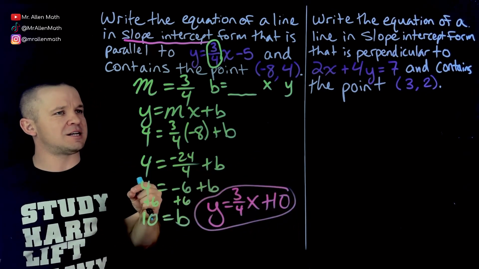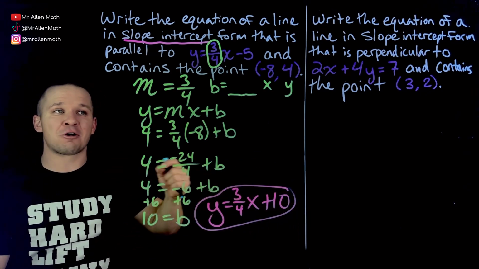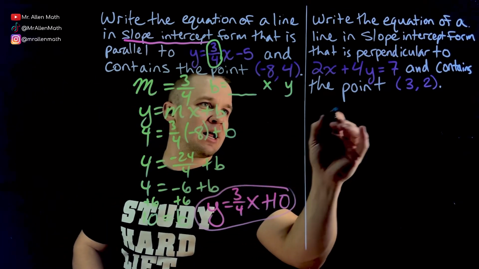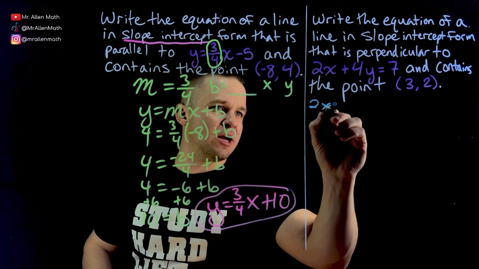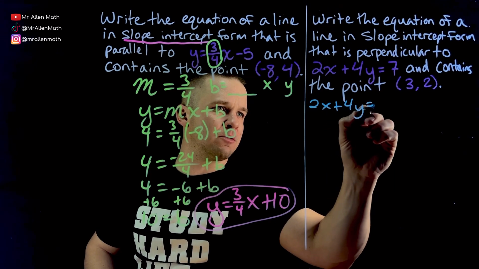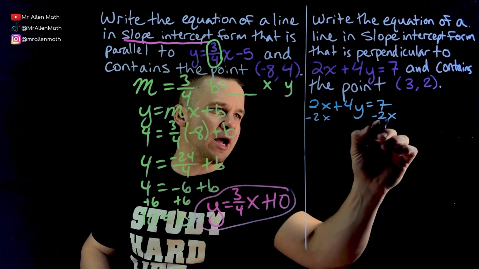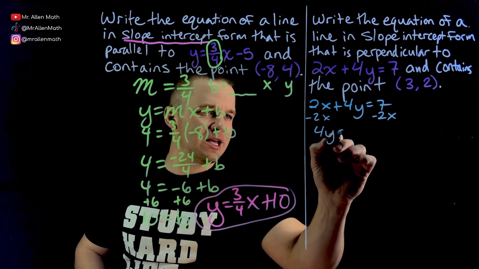Sometimes on standardized tests, they say solve for y in terms of x. And all that means is put it in slope-intercept form. So let's do that. I'm going to rewrite this guy right here. So we get 2x plus 4y equals 7. I'm going to subtract the 2x because, again, I want to get y alone. So we get 4y equals.